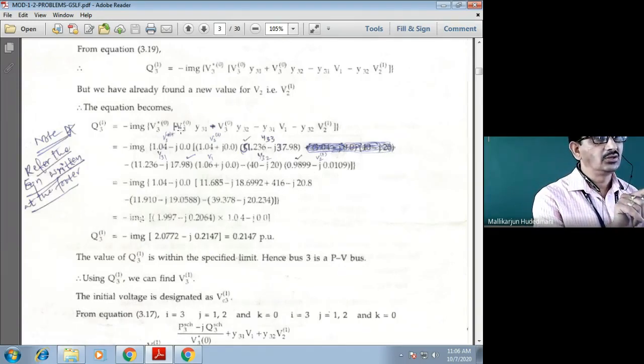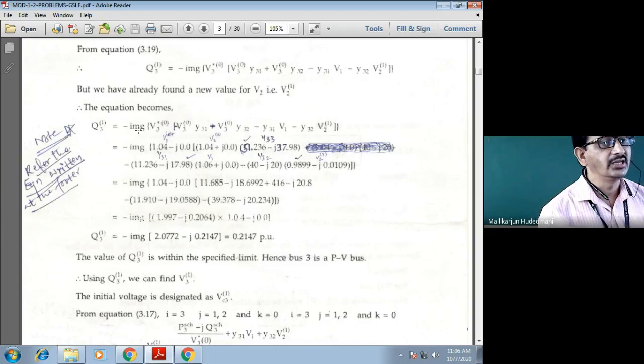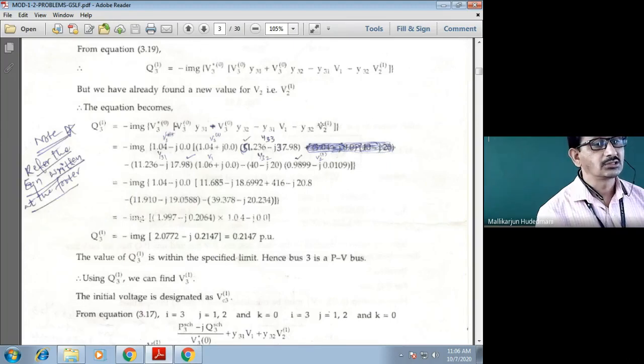V3 conjugate. Inside a bracket, I want the current flowing from 3 to 1, V3 minus V1 into Y31, plus the current flowing from bus 3 to bus 2. What is that? V3 minus V2 into Y32. If I take this product, it is the product mentioned inside the square bracket. I am just pointing the mouse cursor here. This is the square bracket.